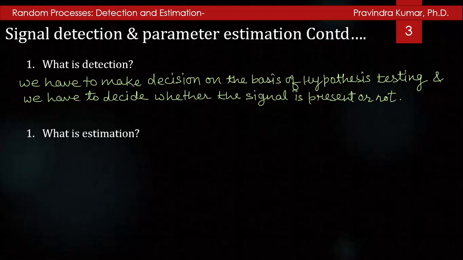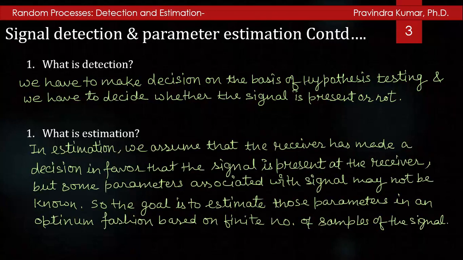And what is estimation? In estimation, we assume that the receiver has made a decision in favor of the signal being present at the receiver. But some parameters associated with the signal may not be known. So the goal is to estimate those parameters based on a finite number of samples of the signal.